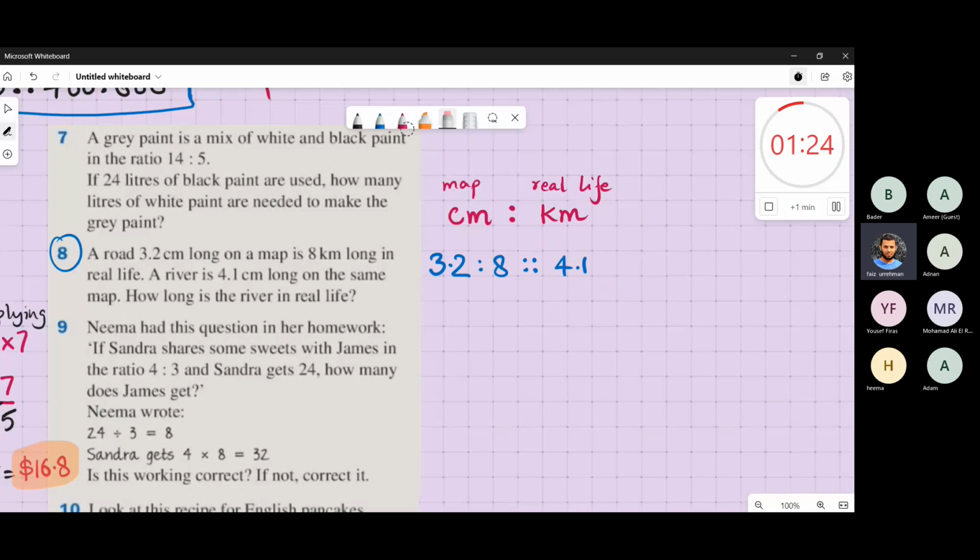So 4.1 is to, then what? x, or let's keep it a, because Adam is trying this one. Then what we will do in the next line? Convert to fraction.